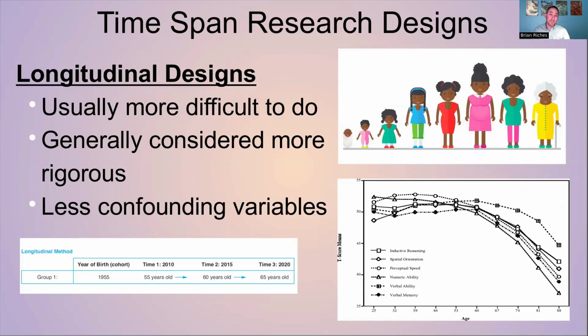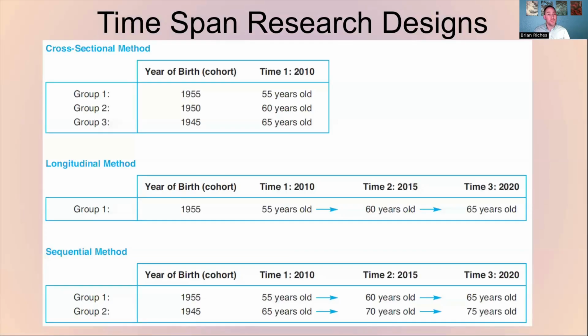The weakness of this design is you have to wait that whole 10 years from the time they're 5 to 15 to get the rest of your data. And so that's a struggle. So another thing that you can do is put them together with a sequential method. In the sequential method, you would take 5 and 10-year-olds today, and then in 5 years, you measure the 5-year-olds who are now 10, the 10-year-olds are now 15, so you have a group that's 5, 10, and 15 to compare. So you've got cross-sectional plus longitudinal together.